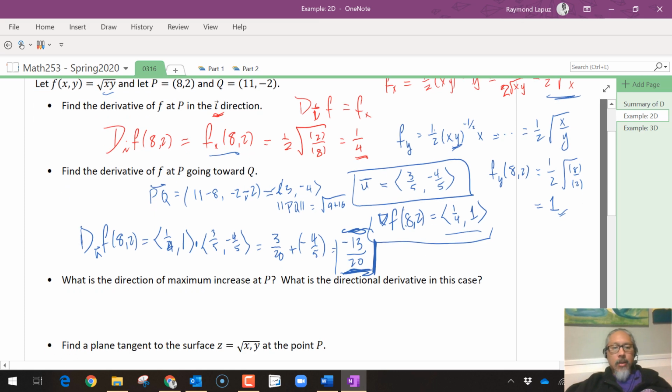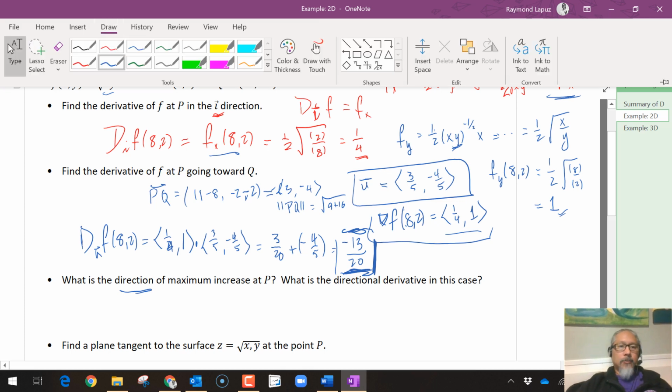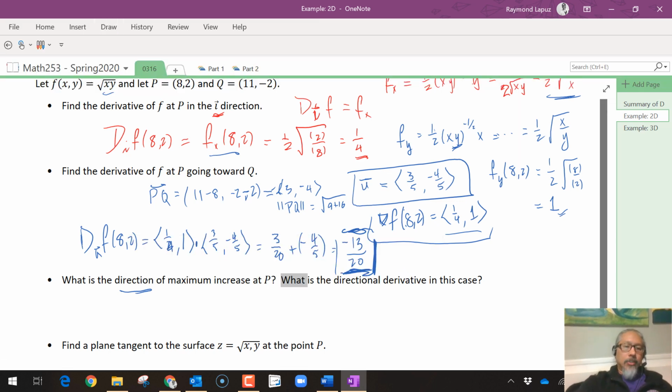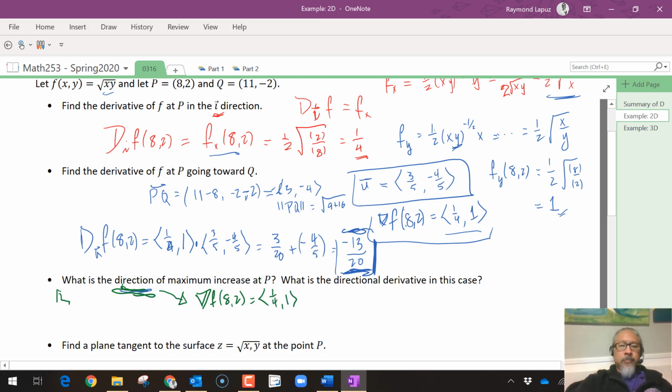All right. They want us to find the direction of maximum increase. So let me underline the word direction there. The direction of maximum increase is just the gradient. So let's get that written there. The gradient of f evaluated at (8, 2). We already did this, right? We got this to be <1/4, 1>. So that's the first part.